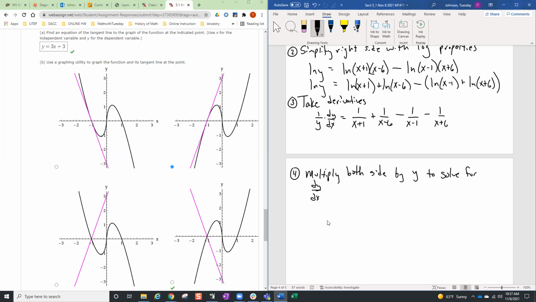So when we multiply by y, on the left, we'll have dy dx. On the right, we'll have 1 over x plus 1 plus 1 over x minus 6 minus 1 over x minus 1 minus 1 over x plus 6 times the original. And the original must have been x plus 1 times x minus 6 all over x minus 1, x plus 6.